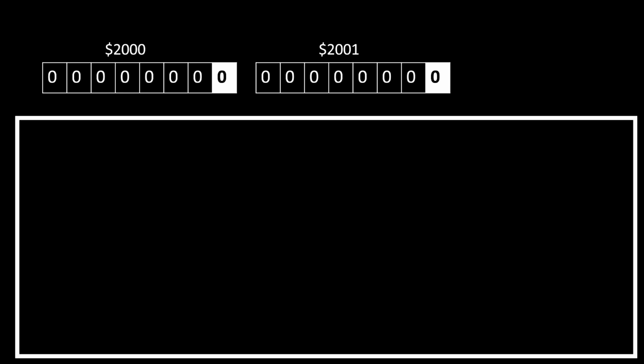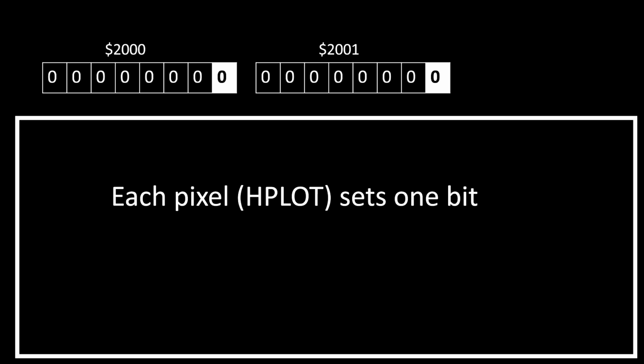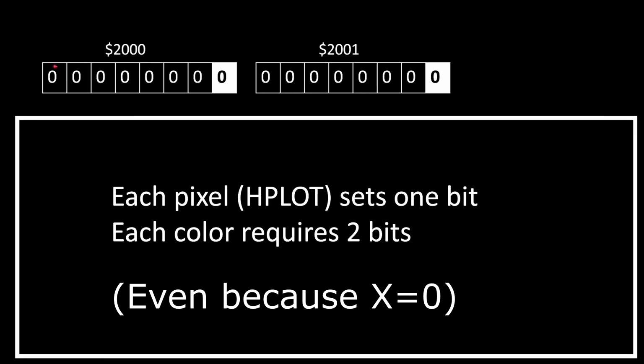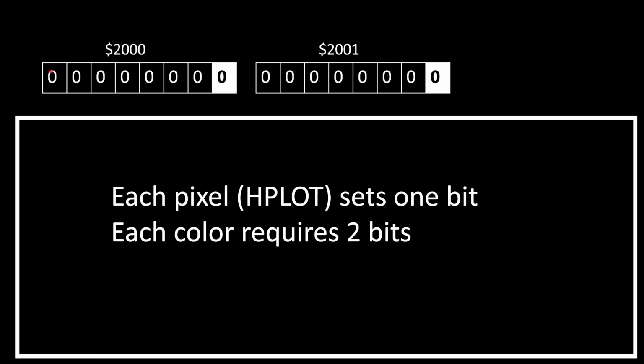The first 2 things are crucial to understand. Whenever we issue the hplot command to set a specific pixel, it only sets 1 bit. Each pixel is only 1 bit, but each color requires 2 bits for its pattern. So if I wanted to put green in an even position, let's say at the very beginning of the screen, and I did an hplot where the current color was green, all that's going to happen is this bit will be set to 0. I need to move to the next bit, to the next pixel, and set that to green with another hplot, and now I have my full pattern, my full 0, 1.